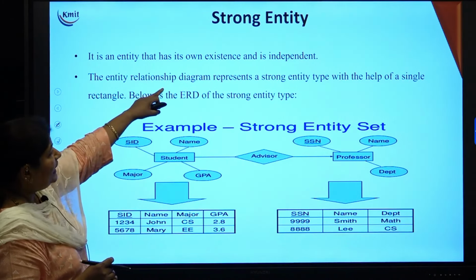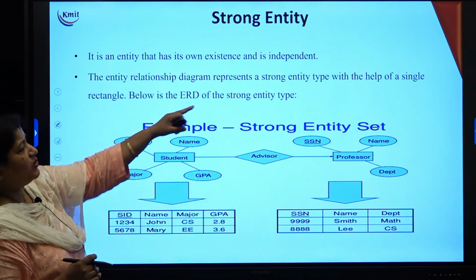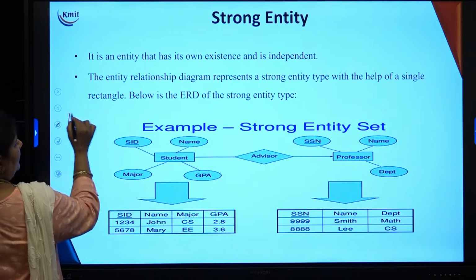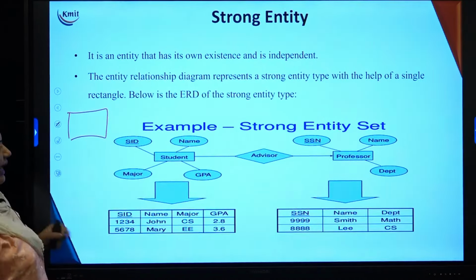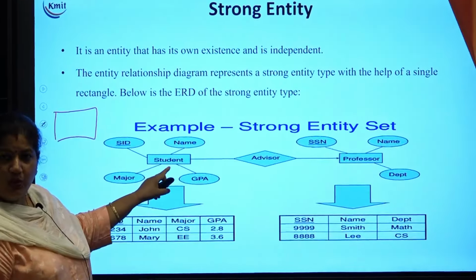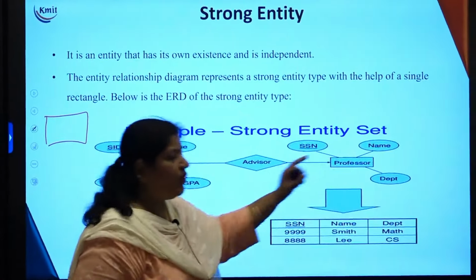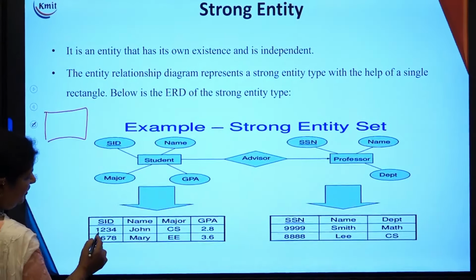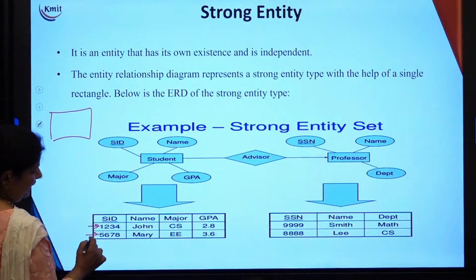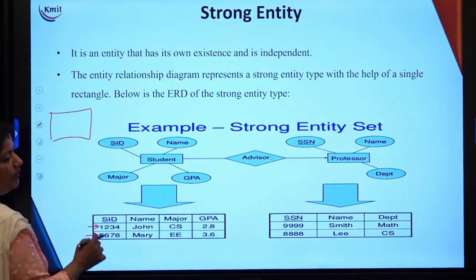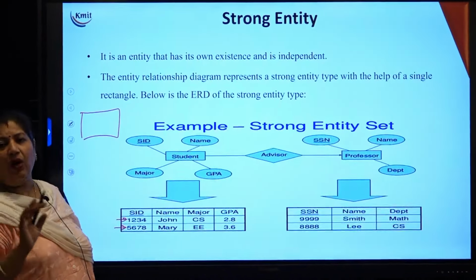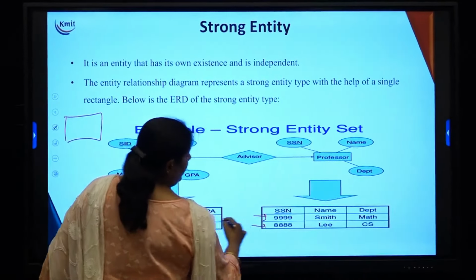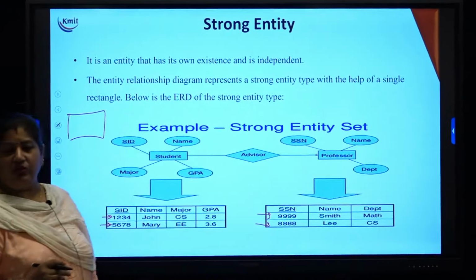Before that, an entity relationship diagram represents a strong entity type with the help of a single rectangle. Here is an example: a student is a strong entity, a professor is a strong entity. Each student is identified using the student identity number. It is not duplicating, it is not null, it is not repeating. So, it can uniquely identify. Similarly, every professor has a social security number.